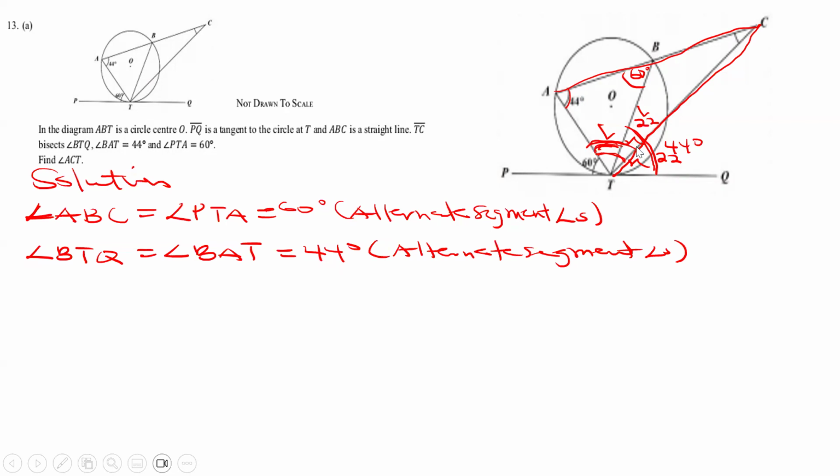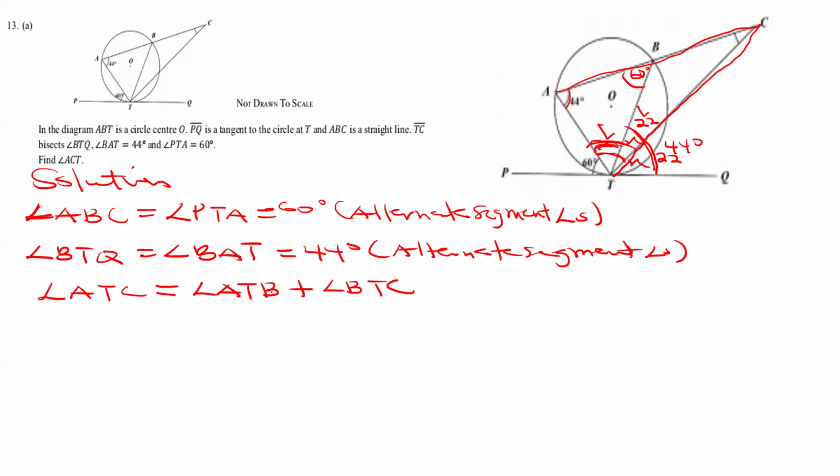The entire angle here is made by angle ATB. So I'm going to say that angle ATC is made up of two angles: angle ATB plus angle BTC. Do you agree? Yes, please. Okay, very good.